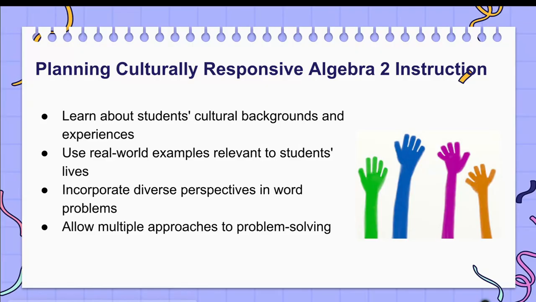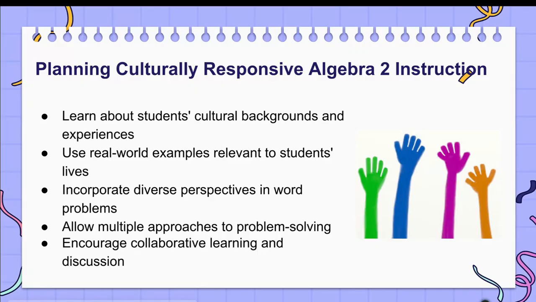Remember, there's often more than one way to solve a problem in Algebra 2. By allowing and encouraging multiple approaches to problem solving, we validate different cultural ways of thinking and processing information. Lastly, encourage collaborative learning and discussion. Many cultures value communal learning, and this approach can be particularly beneficial for our ELL students.